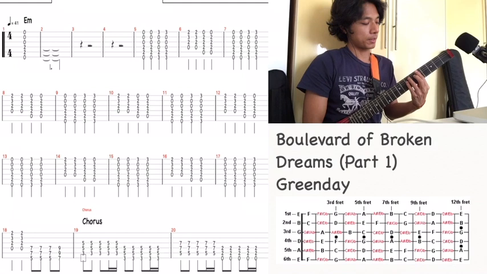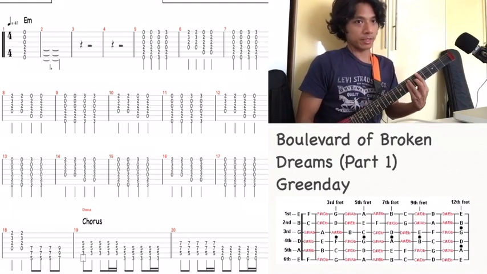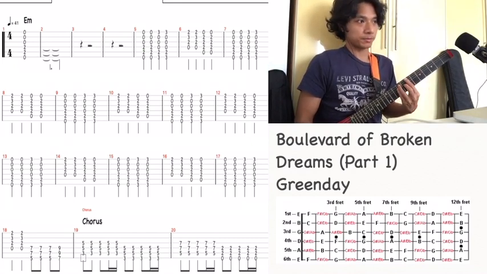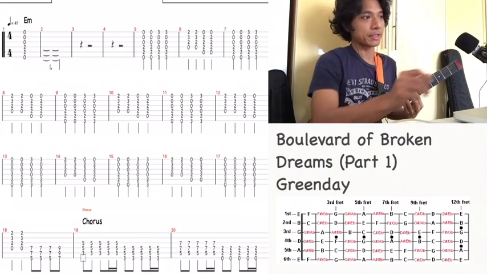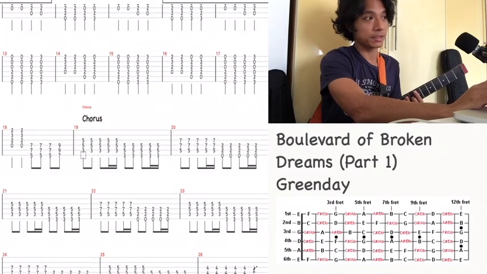You want to move your whole hand together and slide along the strings, A power chord to B power chord. So a very simple part. If you've been practicing your power chords by now, this should be very easy. But if it's not easy, never mind. Just slow it down and practice along with the track. Let's move on to the chorus.